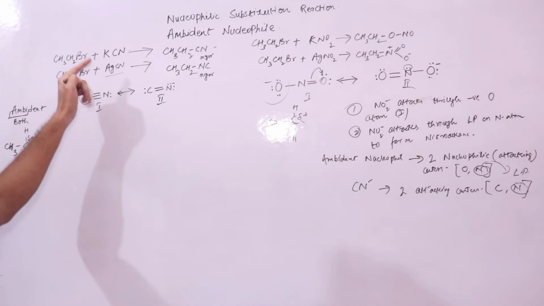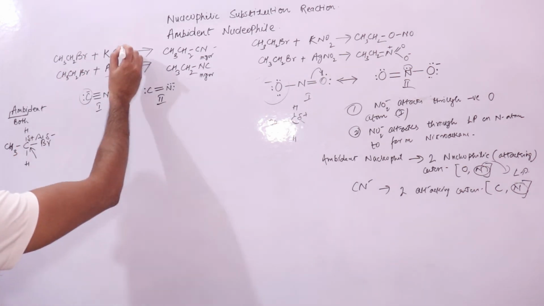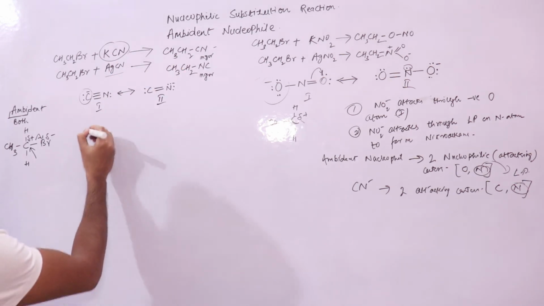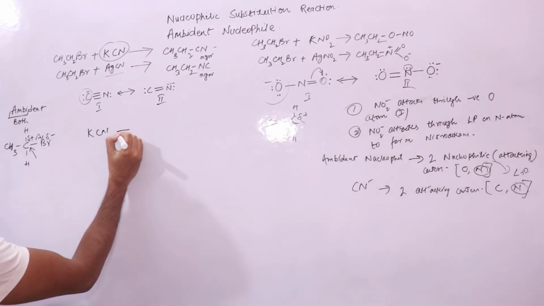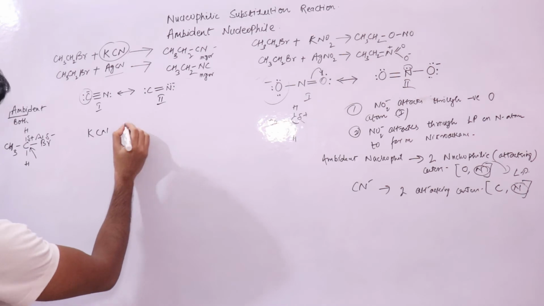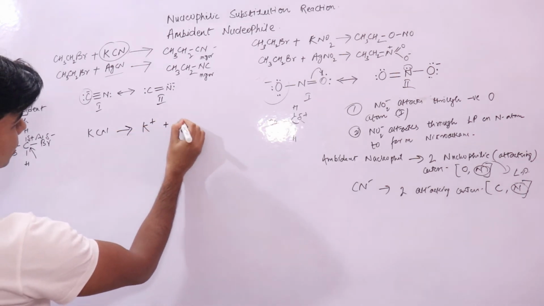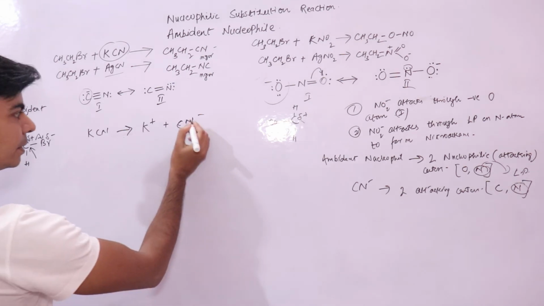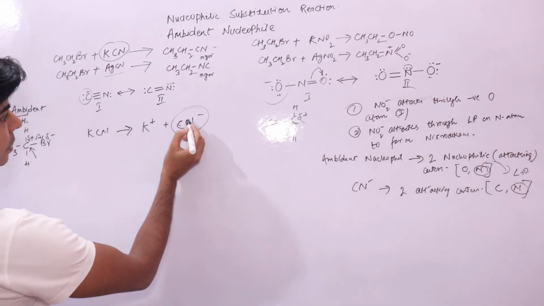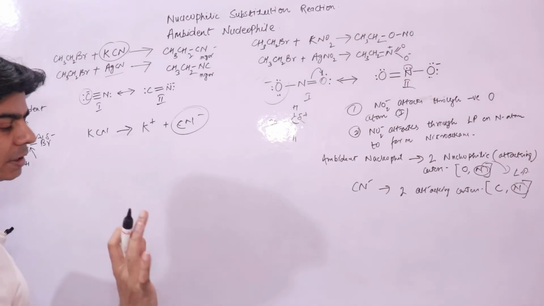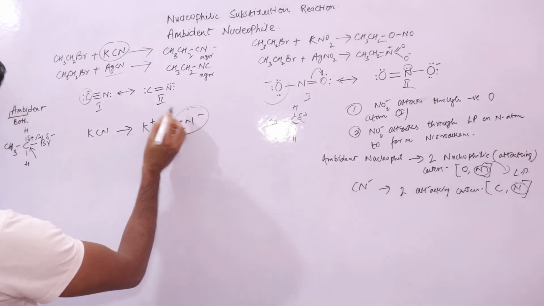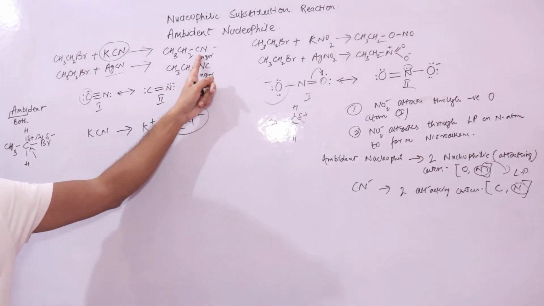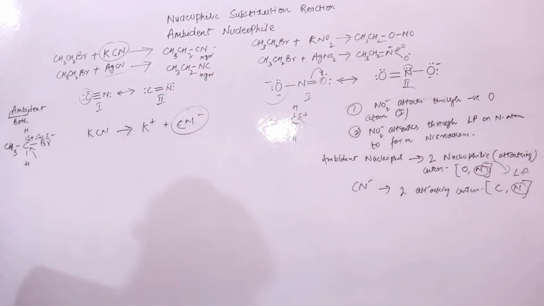Now we'll just look into these reagents, right? In the first case it forms cyanide because potassium cyanide is majorly an ionic compound. It will give you potassium ion and cyanide ion, right? Now this cyanide ion is a negative ion that will attack this electron deficient carbon atom to form cyanide, ethyl cyanide.